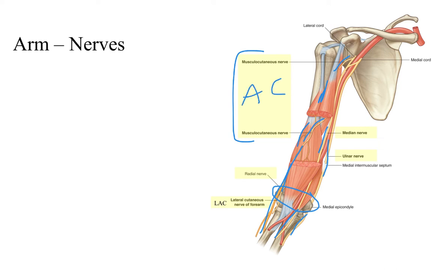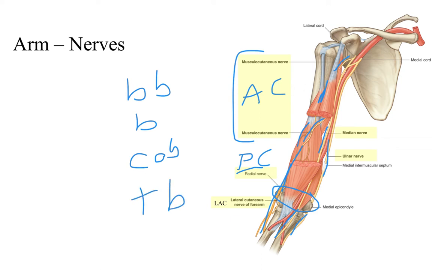Musculocutaneous, anterior compartment; radial nerve, posterior compartment. So if we want to go further than that, the musculocutaneous nerve would supply the biceps brachii, the brachialis, and the coracobrachialis. Whereas the radial nerve in the posterior compartment would be supplying the triceps brachii.